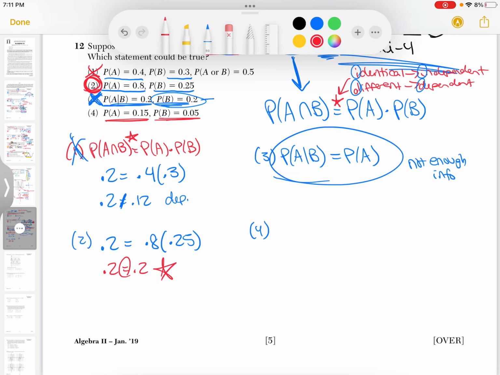And then choice 4 gave me the probability of A and the probability of B. Man, people need to turn off their phones before they start recording videos.